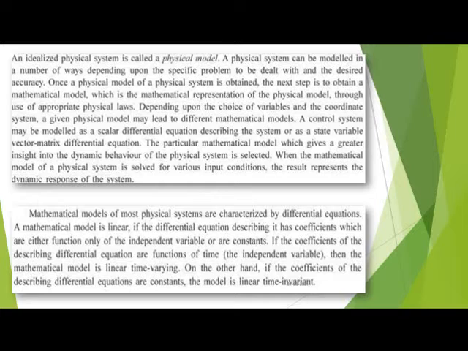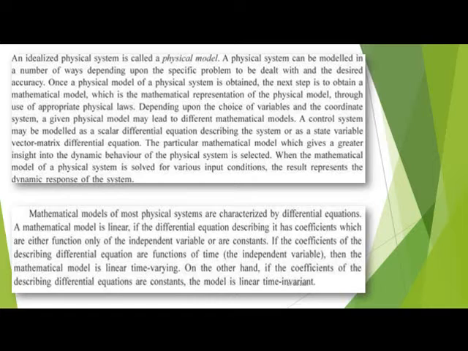Okay. Now this is my physical system. The idealized physical system is called a physical model. The physical system can be modeled in a number of ways, depending on the specific problem to be dealt with and the desired accuracy. Understood?